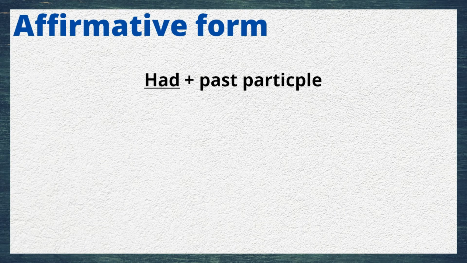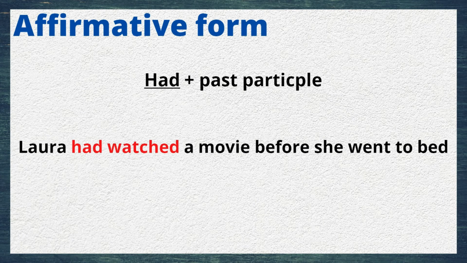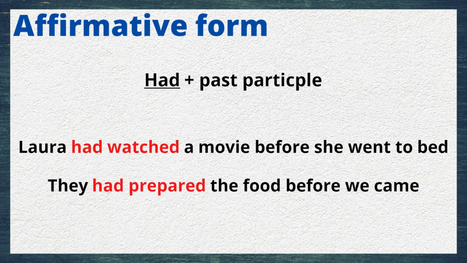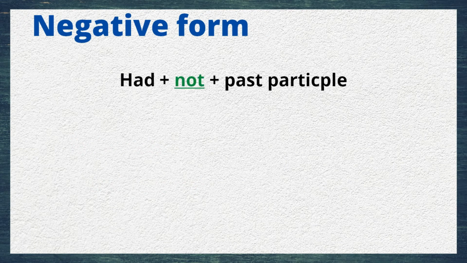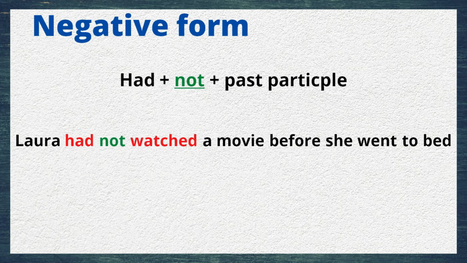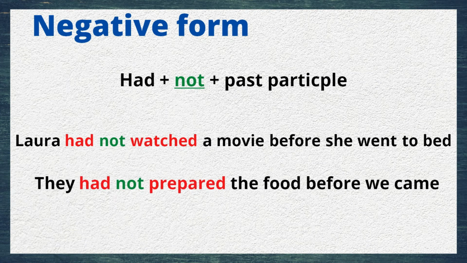So the affirmative form, we use had plus past participle. Examples, Laura had watched a movie before she went to bed, and they had prepared the food before we came. Had plus watched. Had plus prepared. For the negative form, we use had plus not plus past participle. So the previous sentences, for the first one, we will have Laura had not watched a movie before she went to bed. You can either say had not or hadn't, no problem. Second example, they had prepared the food. They had not prepared the food before we came.